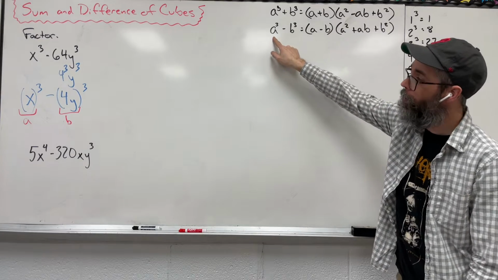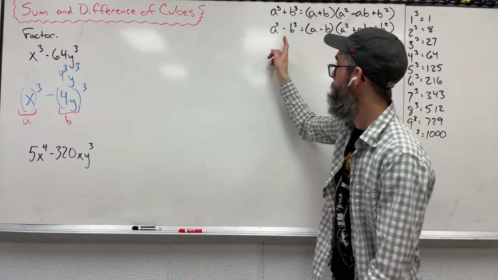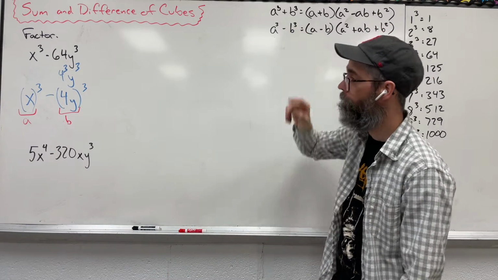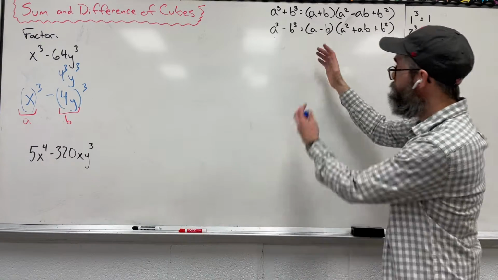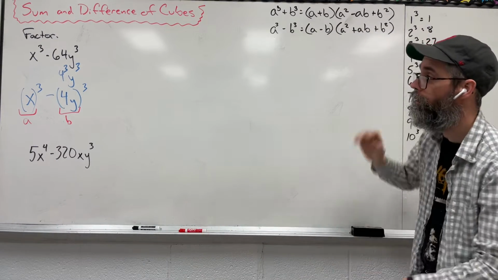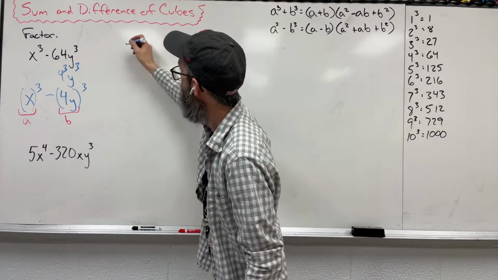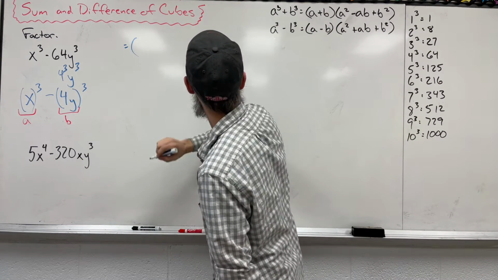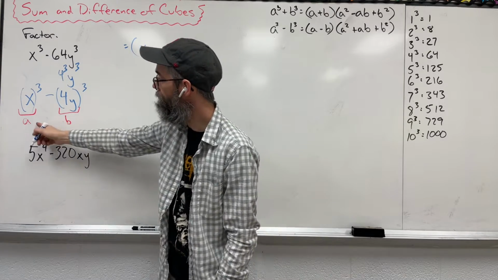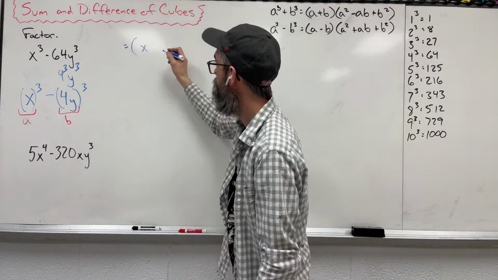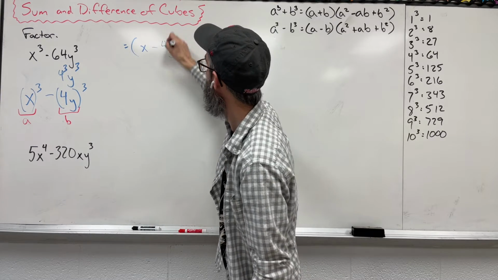So when I have a number being raised to the third power, x being raised to the third power, minus another number being raised to the third power, or a group of numbers for y, I can just split it all up and plug things in. So let's do that. When I factor, my first group is going to be a minus b. What's in my a position? Just the x. Minus what's in my b position? Just 4y.